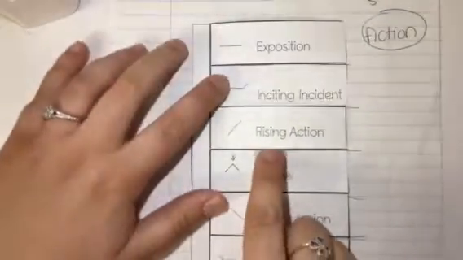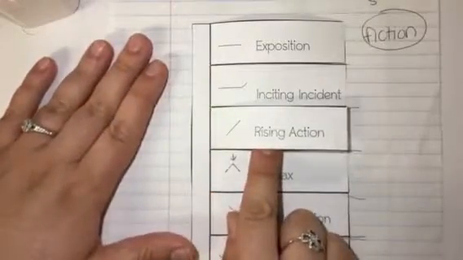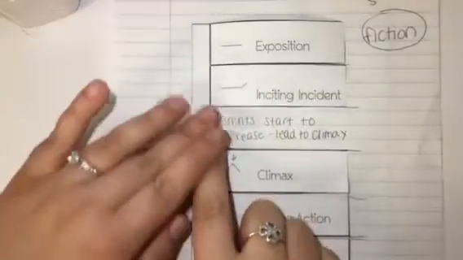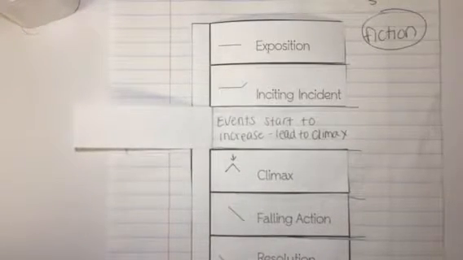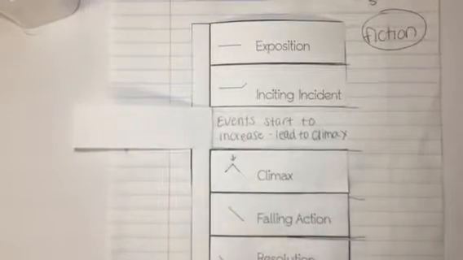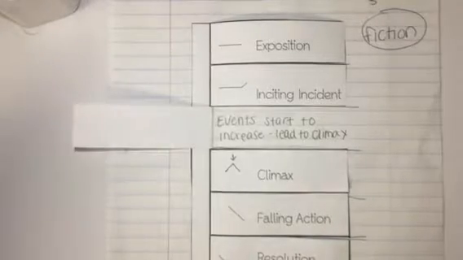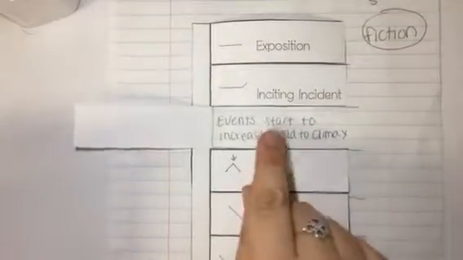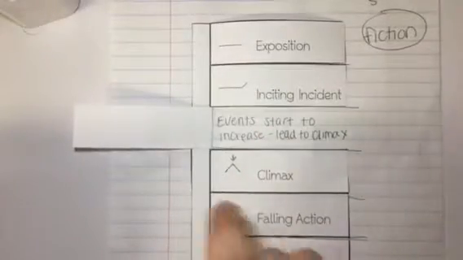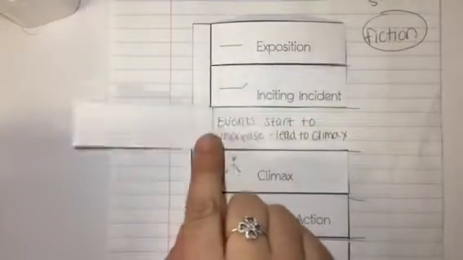Now, the next step in our plot diagram is the rising action. The rising action are the events that lead to the climax. It's usually when things start getting worse and worse and worse for the character. This is the main part of the story. Most of the story will take place in the rising action.